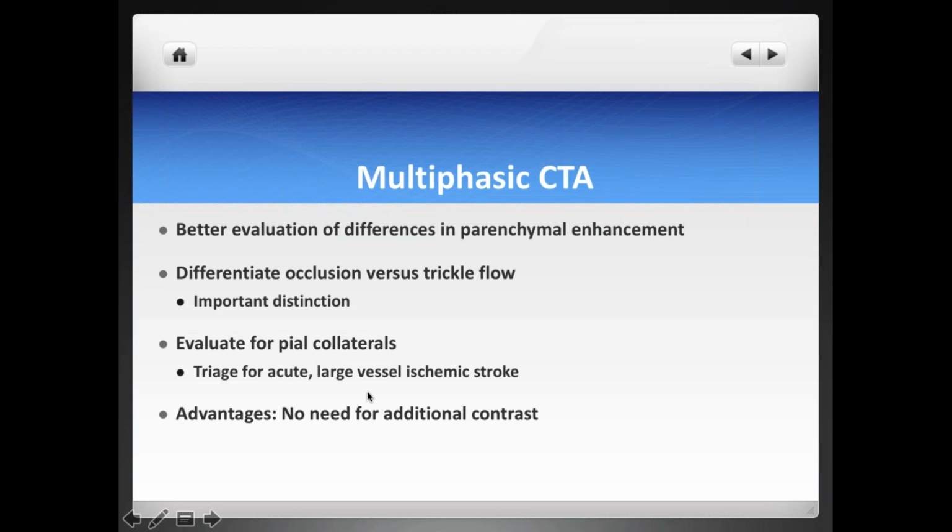Basically, you do use the same bolus of contrast for the initial CTA, and then you just have to repeat the scan a couple more times in the more delayed phases, as opposed to CT perfusion, in which case you have to repeat the bolus twice, one for the CTA, one for the CT perfusion. And then another advantage, of course, is the lack of need of that additional software to do the CT perfusion maps.